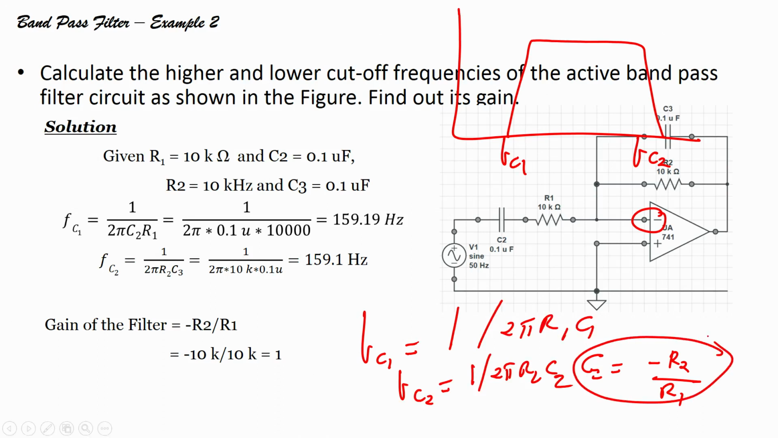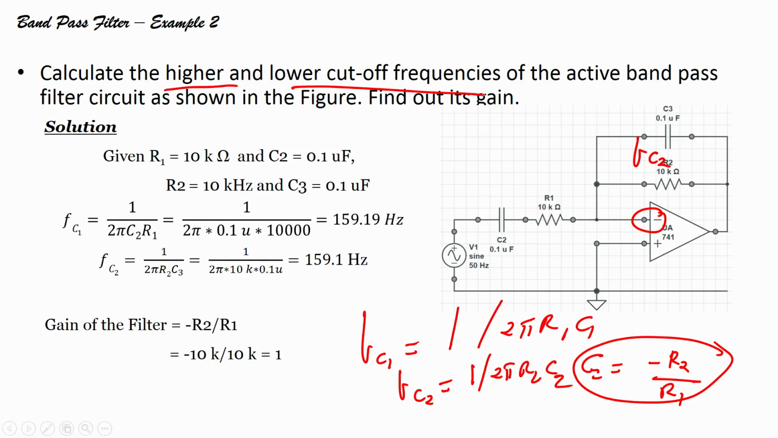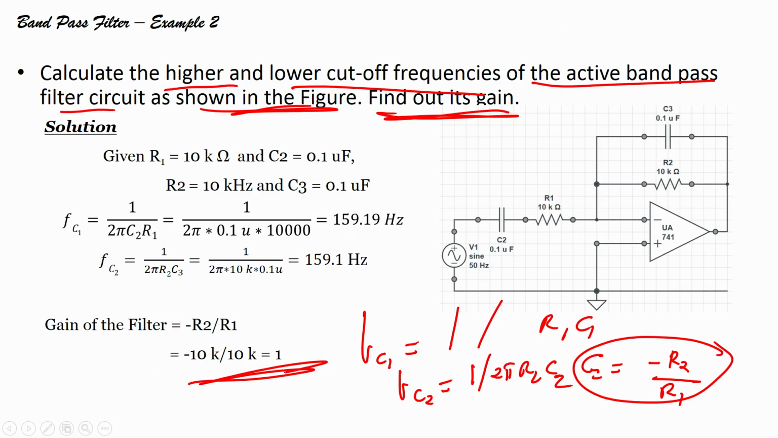And gain we know this formula. What is gain? Calculate the higher and lower cutoff frequency of the active band pass filter as shown in the figure, and find out its gain. First, let us find its gain. R2 by R1, 10 by 10, minus R2 by R1, minus 10 by 10, gain equals 1, super easy.